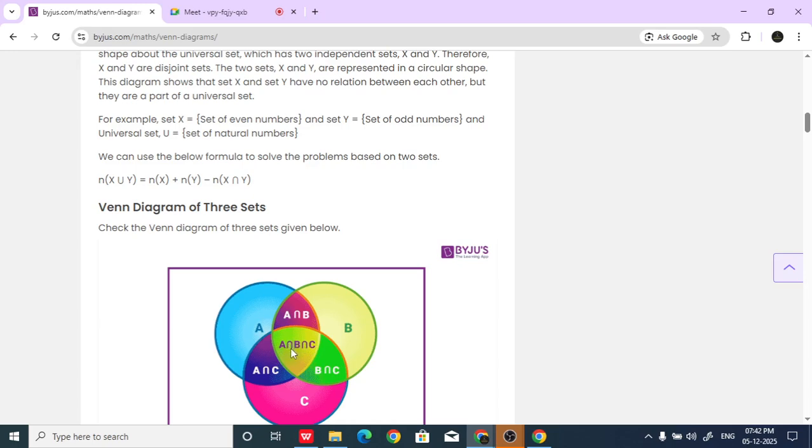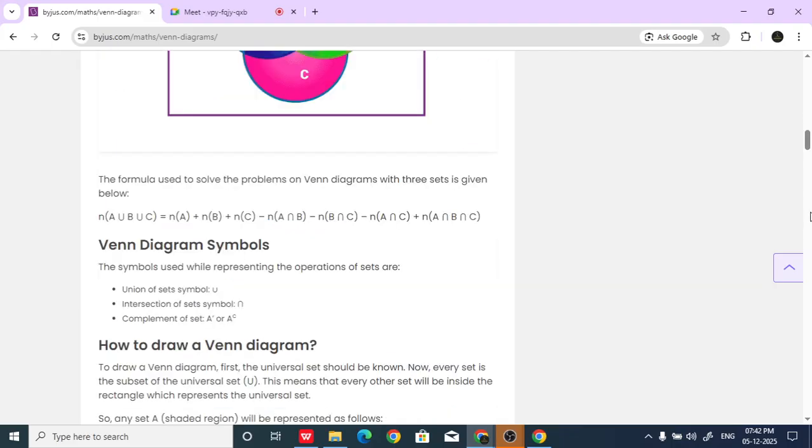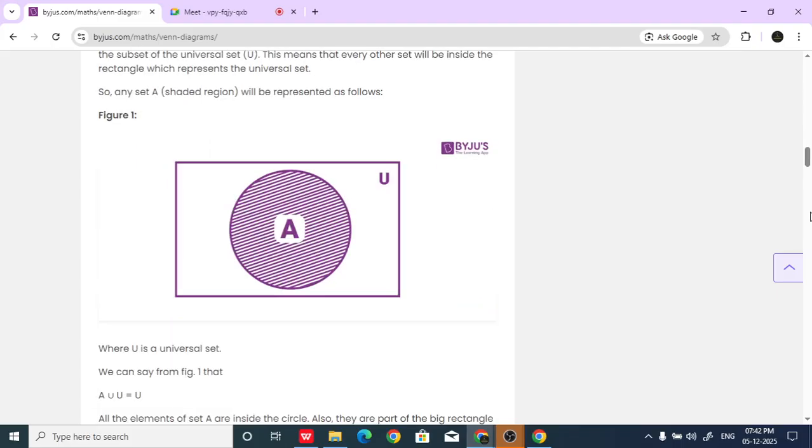Like an upside-down U. The U put inversely is called intersection. Here this is A inverse B, A inverse C, B inverse C. This is A inverse B inverse C. So this is how it is represented in a circle. Even if we don't understand this, it does not matter, because we will go into it later.